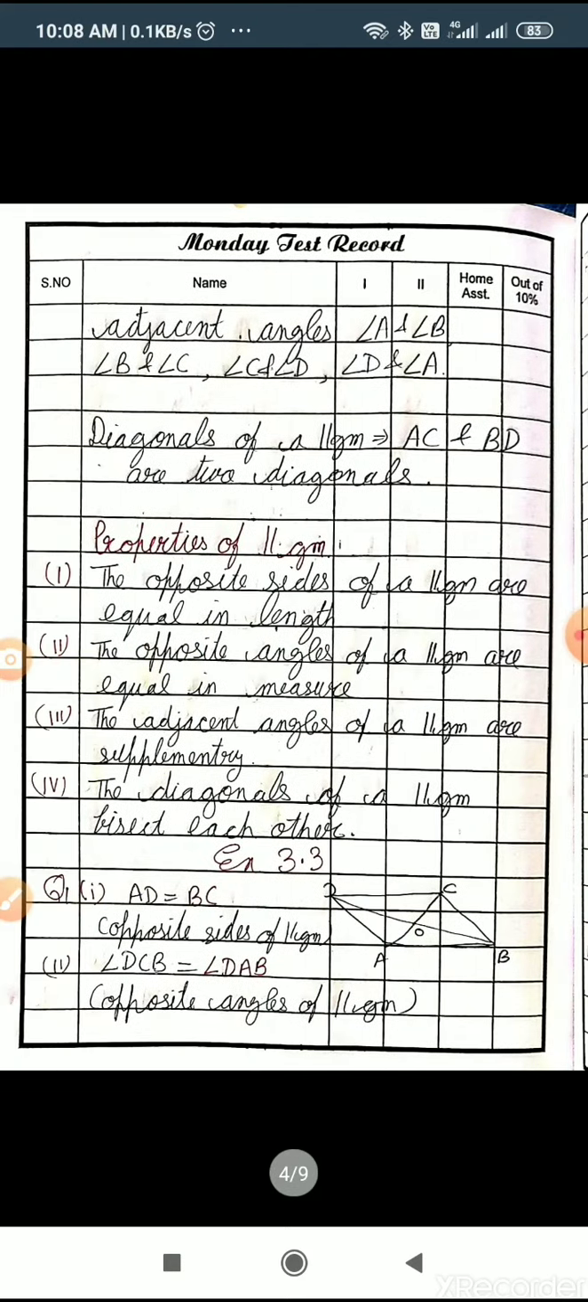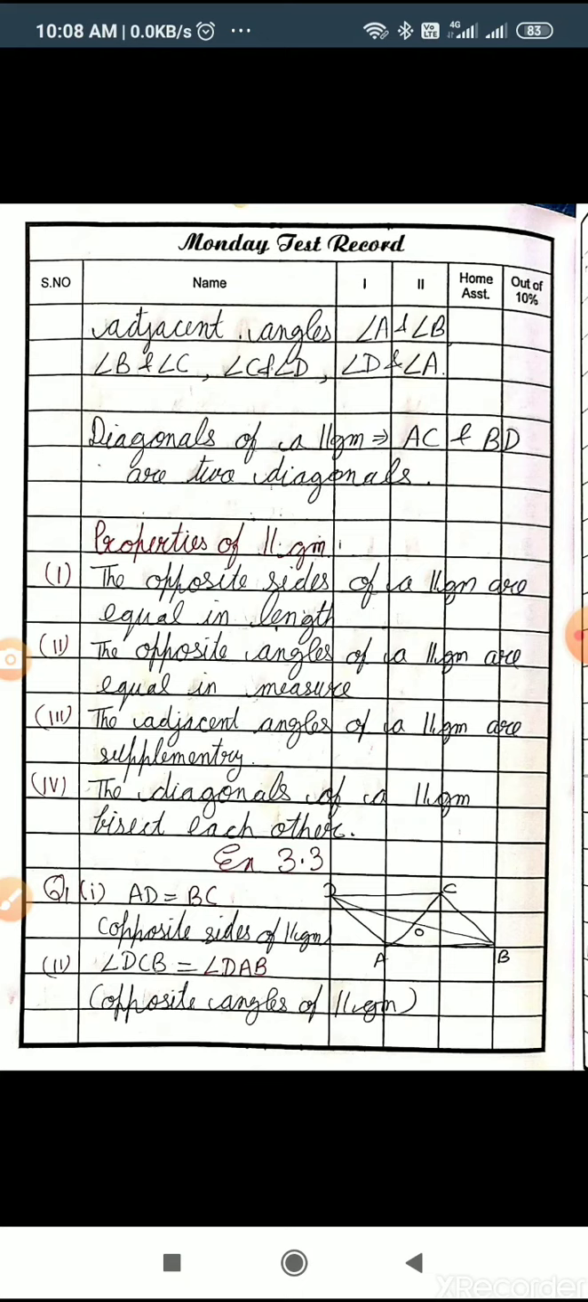This is the first question of exercise 3.3. Given a parallelogram ABCD, complete each statement with the definition or property used. By which property you are saying so? Okay. So here, AD is equal to BC. Why? Because these are the opposite sides of a parallelogram. That is why AD is parallel to BC, and ABCD is a parallelogram, given. So AD is equal to BC.